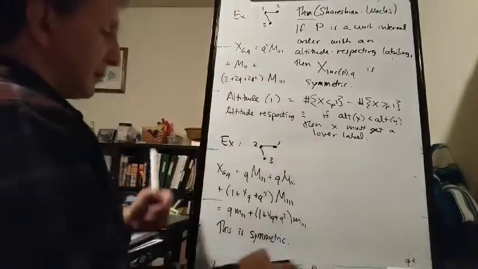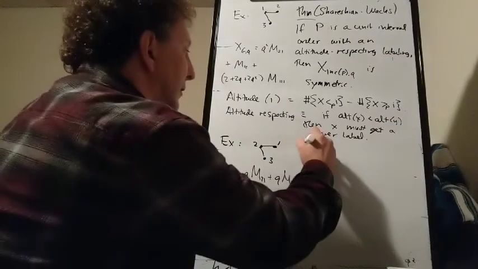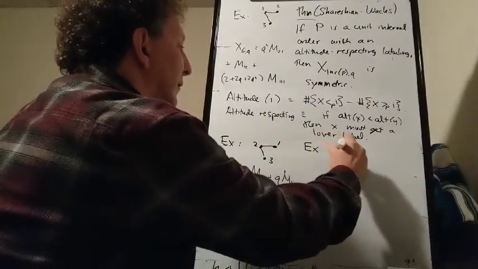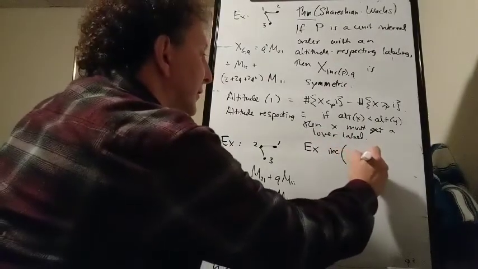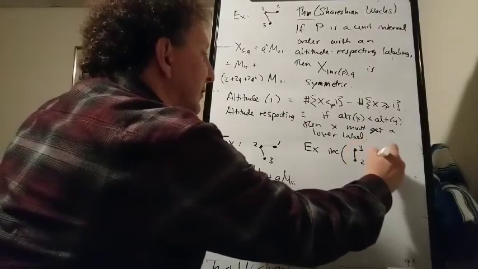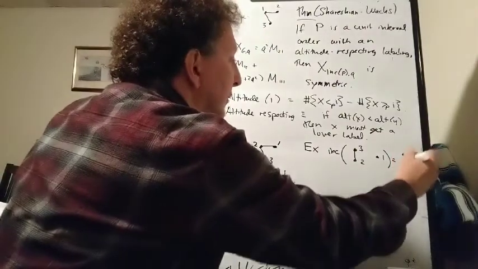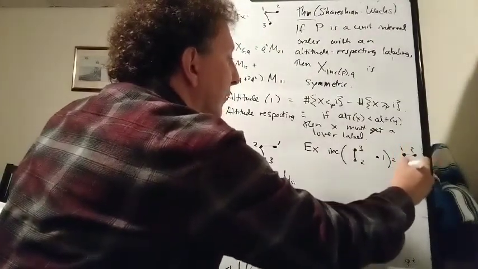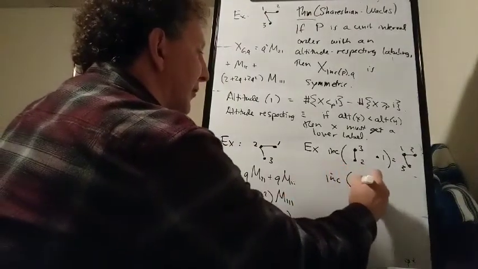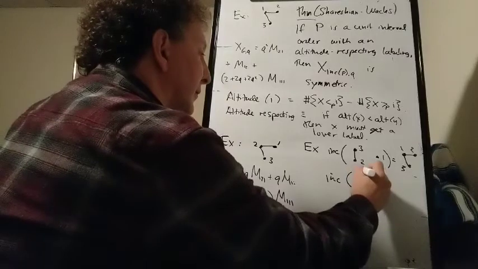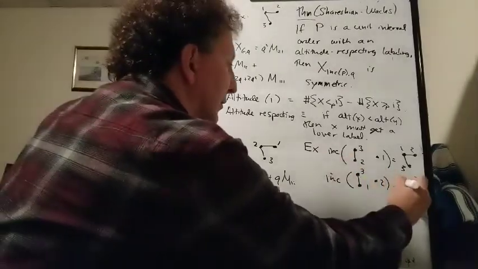I actually took both of these graphs to be incomparability graphs of posets. So the incomparability graph of 2 less than 3 and 1 incomparable is the first graph. And the incomparability graph of 1 less than 3 and 2 incomparable is the second one.